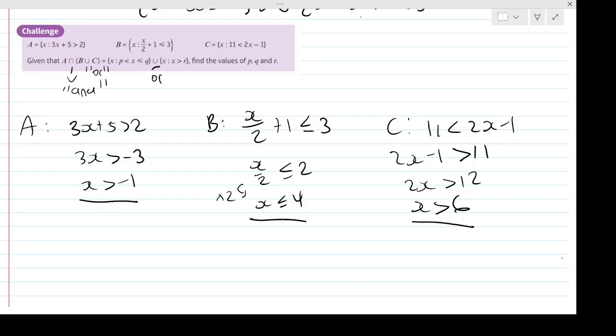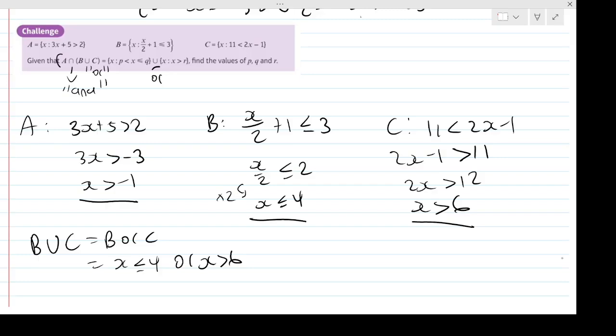So what this is saying is, firstly, again with brackets, let's work out what's in the bracket. So B or C. The U again means or. That means B or C. So that means x less than or equal to 4 or x greater than 6. Okay. And there we are.